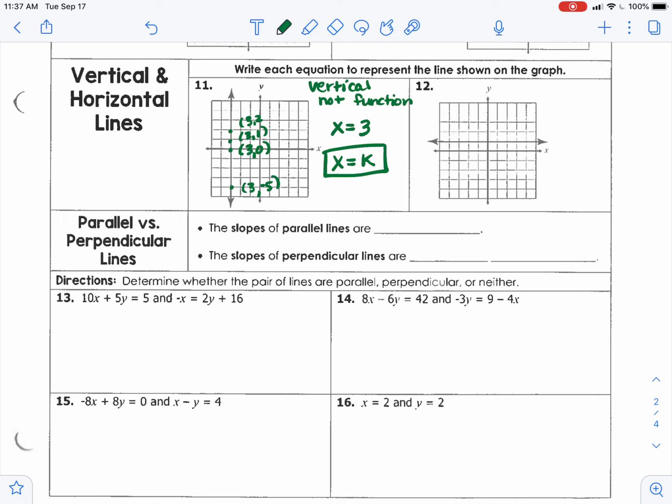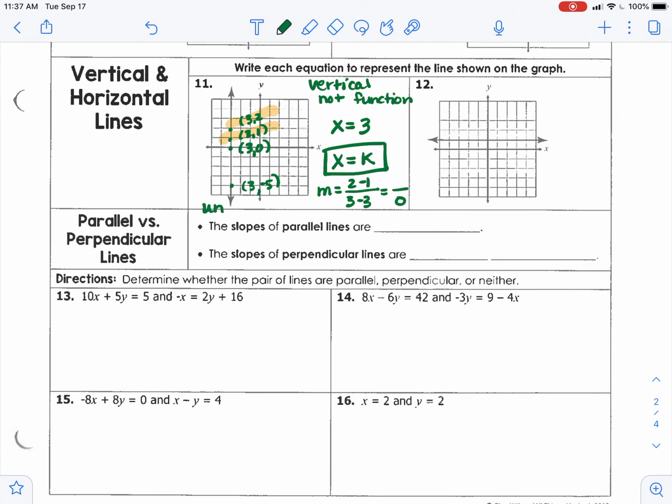And the other thing too, when you look at slope on here, if you did the slope formula, I'm just going to take the first 2 points up here. They're pretty easy. And I do a change in y over a change in x. One of the things you're going to notice all the time is that your denominator is 0, and we cannot divide by 0. So all vertical lines have an undefined slope.